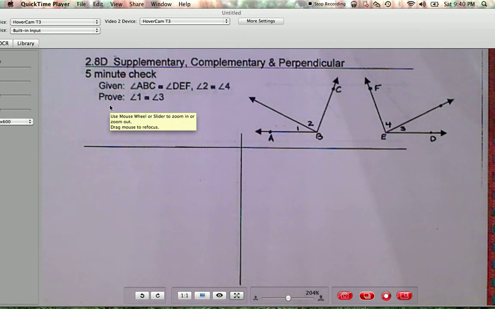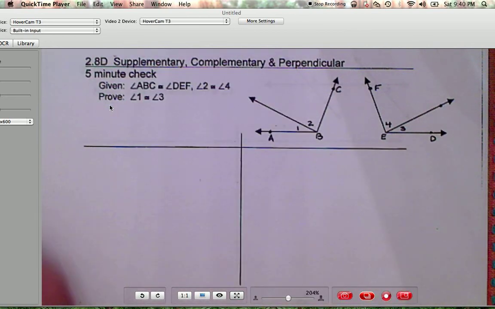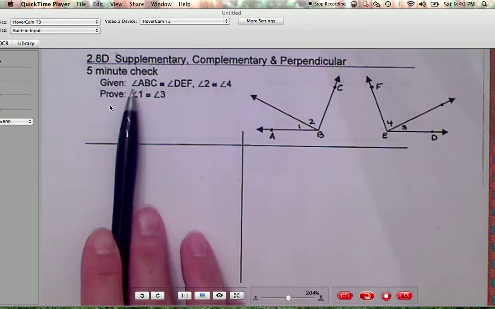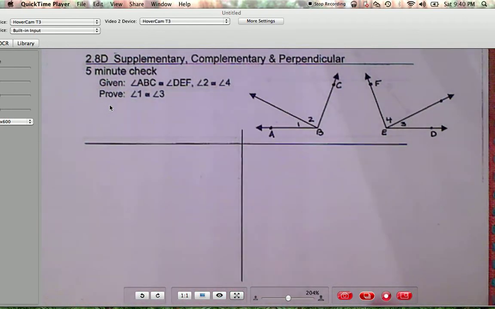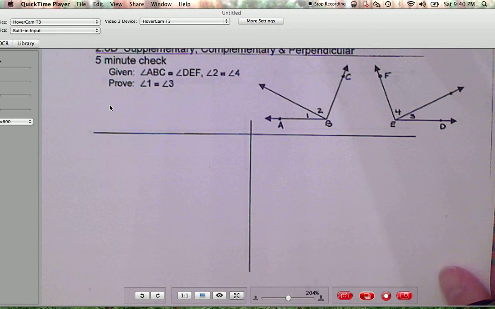2.8D, we're just going to continue with more proofs using wordy statements, and we're going to begin first actually with the 5-minute check. So we're working more with angle proofs, and the 5-minute check takes us back to prior to supplementary, complementary, and perpendicular. So these are an angle addition proof.